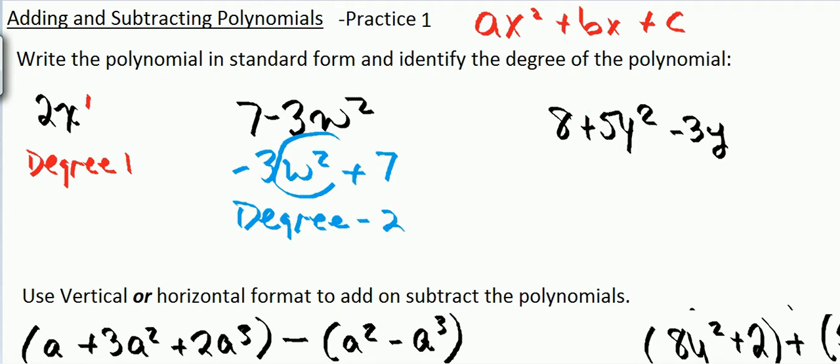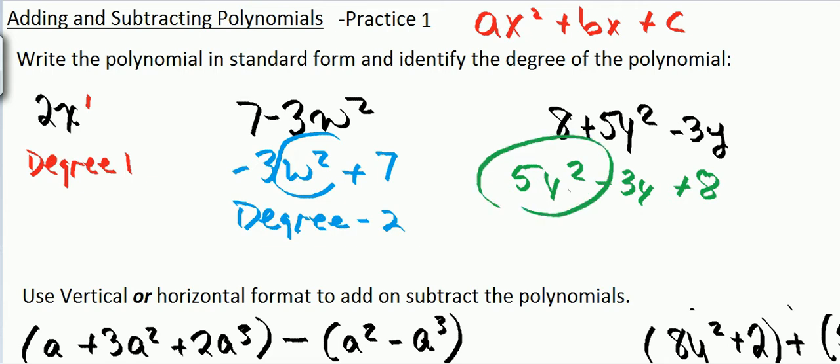Here I'm going to rearrange the equation into standard form, putting my greatest exponent first, so I have 5y squared minus 3y plus 8, and my greatest exponent is 5y squared, so the degree of this polynomial is 2.